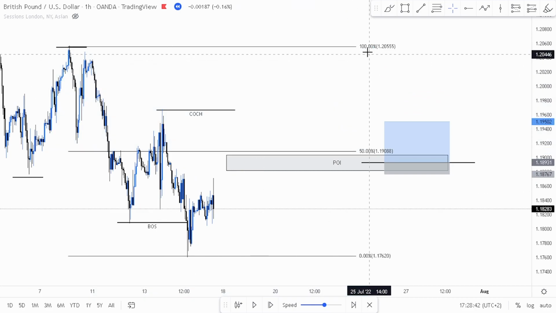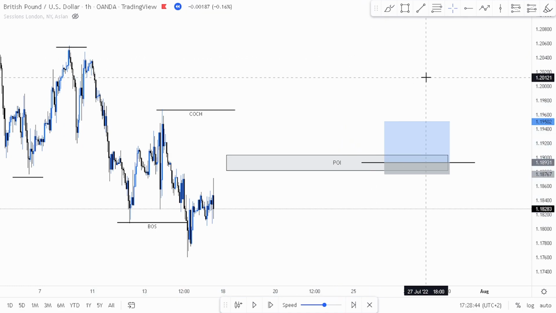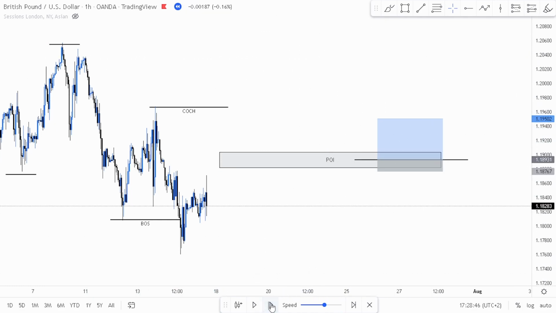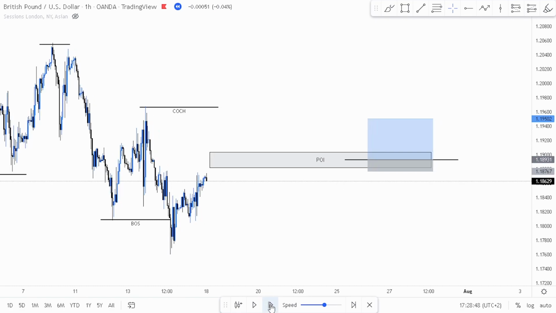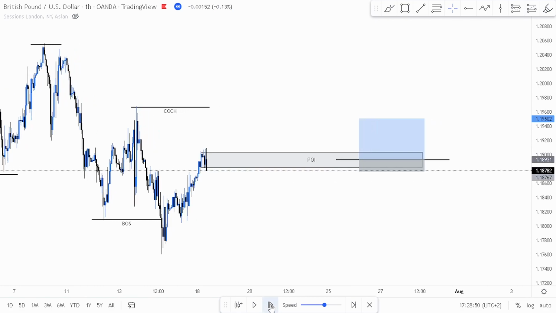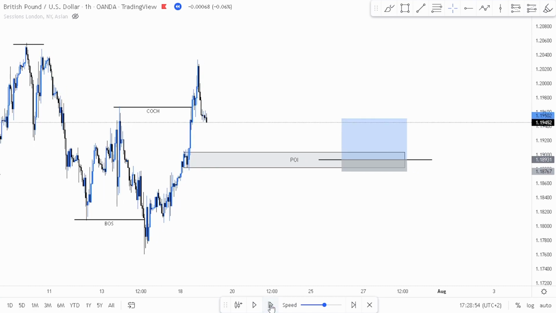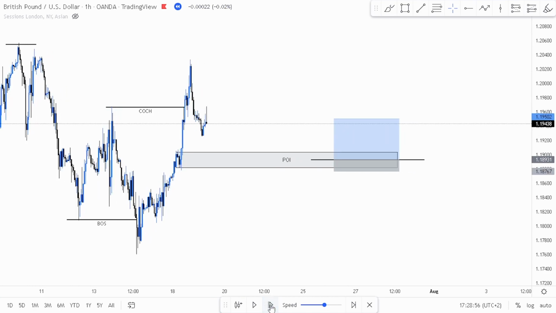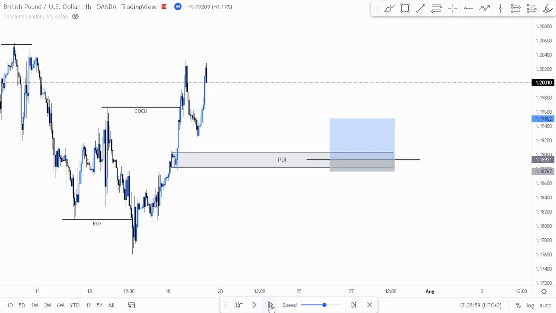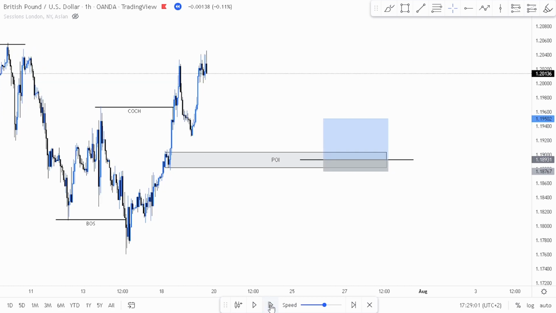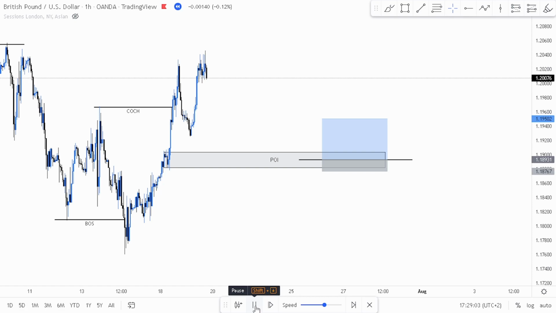So yeah, I wanted to further elaborate on that. So let us just continue. So we did have a break of structure to the upside, and we did mark out our POI. So let us see how price moves. Let me just do this.